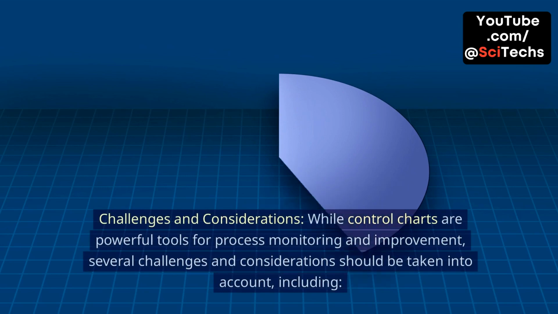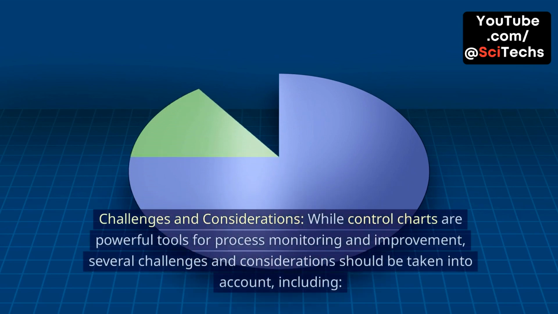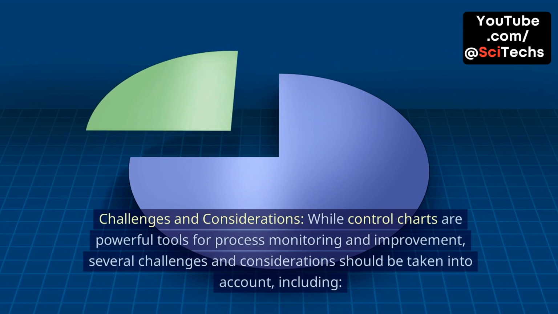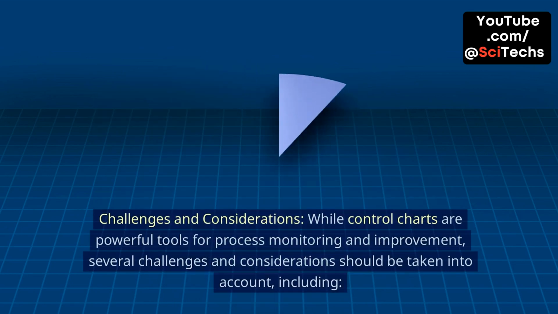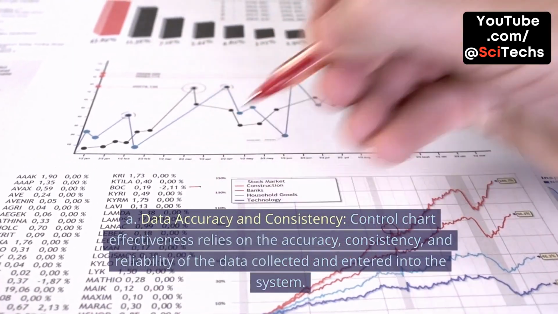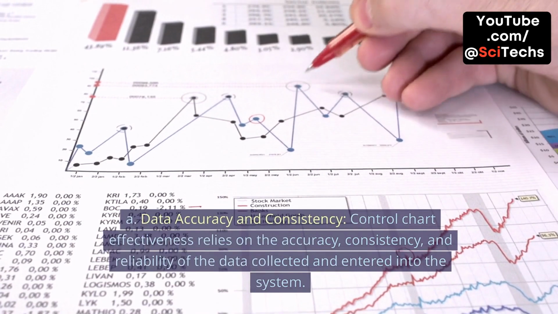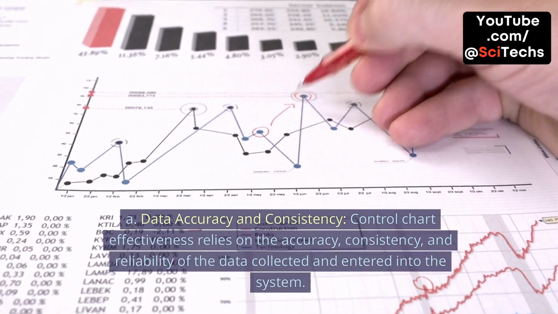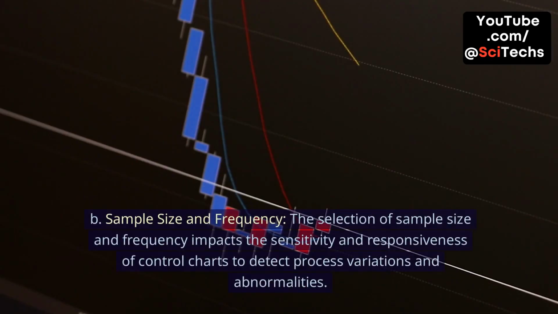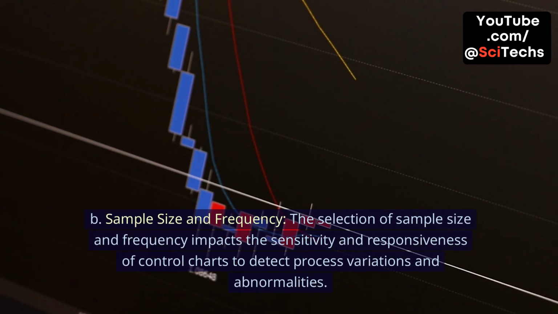2. Challenges and considerations. While control charts are powerful tools for process monitoring and improvement, several challenges and considerations should be taken into account, including a. Data accuracy and consistency. Control chart effectiveness relies on the accuracy, consistency, and reliability of the data collected and entered into the system. b. Sample size and frequency. The selection of sample size and frequency impacts the sensitivity and responsiveness of control charts to detect process variations and abnormalities.